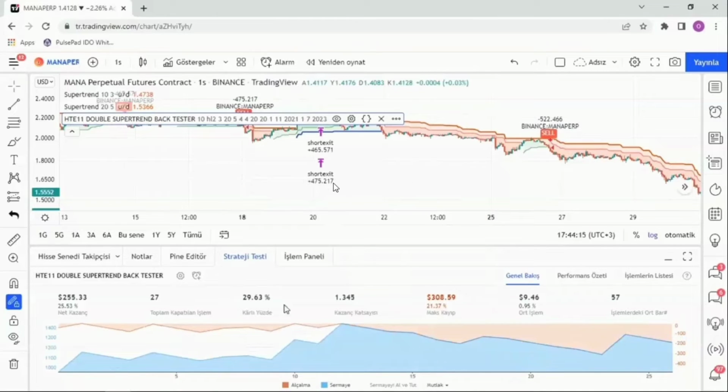Okay. As you can see, the success rate is around 29% and the net profit is around 25%. Since the risk reward ratio is very high, even low success rates can make you some money. As a result, we can see two outcomes from these tests.